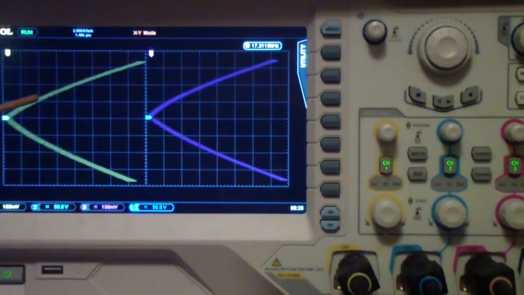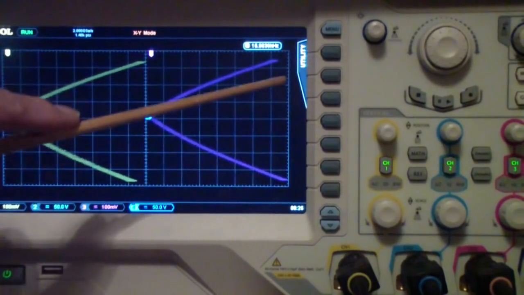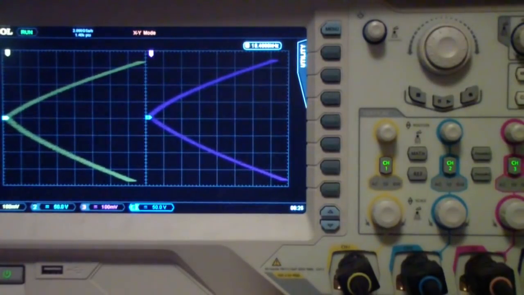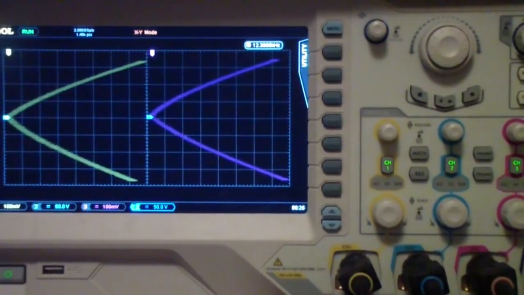Notice that this trace is slightly longer than this trace. Notice the gap here. Similarly, notice this trace is slightly longer than that trace. Notice the gap up there. So can you guess what's going on?